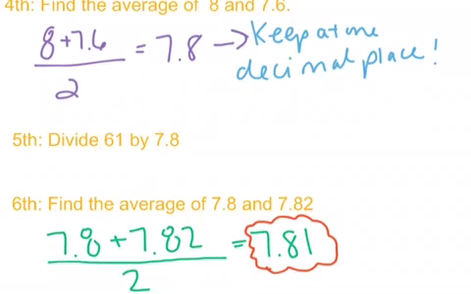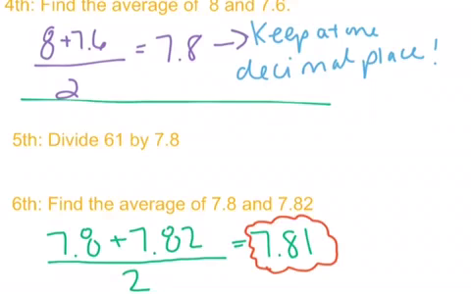Fourth step is to find the average of 8 and 7.6. So you add them together, 8 plus 7.6, and divide by 2. You're going to get 7.8. Keep it at one decimal place. Then your fifth step, I know there's a lot of steps here, is divide 61 by 7.8. You're going to get 7.82.